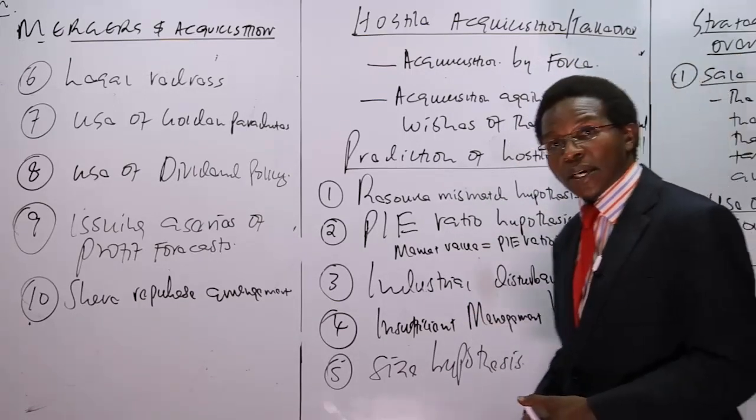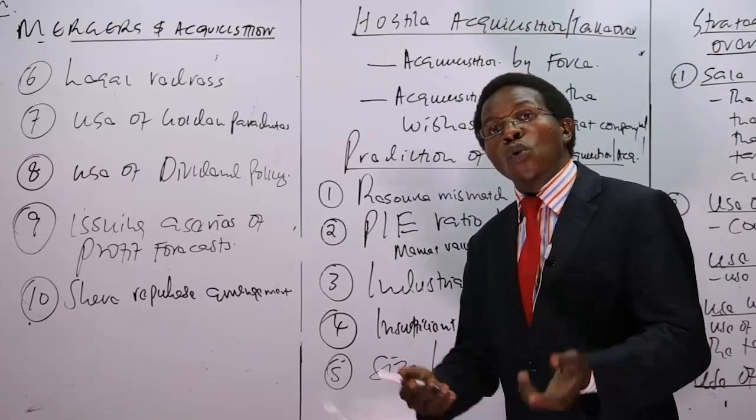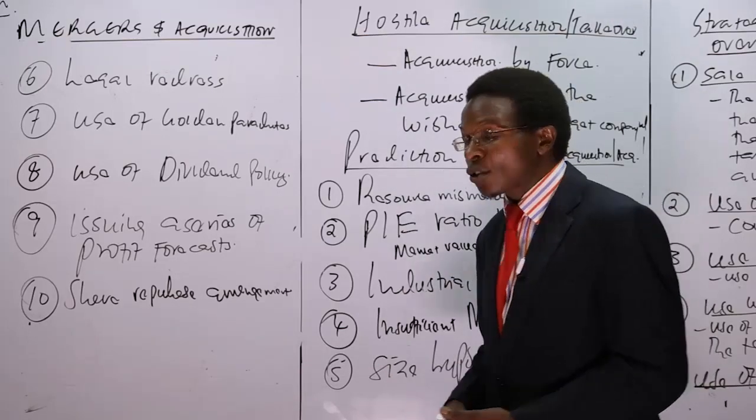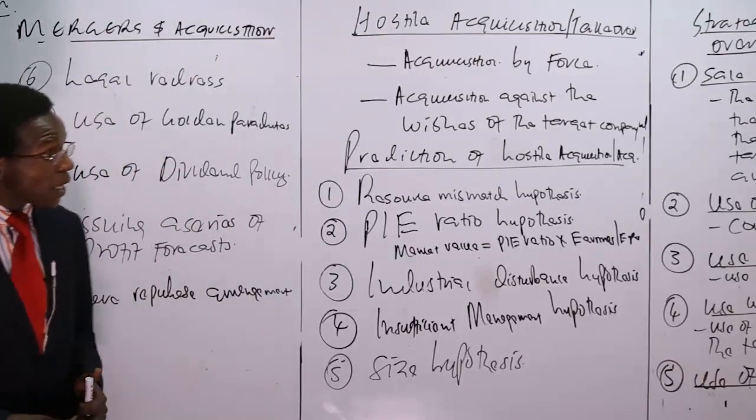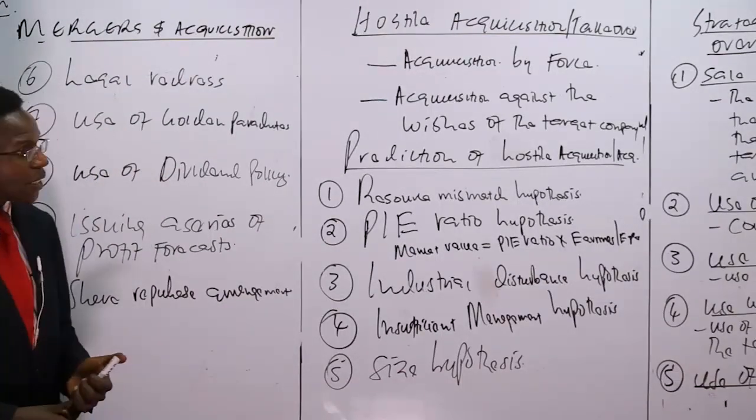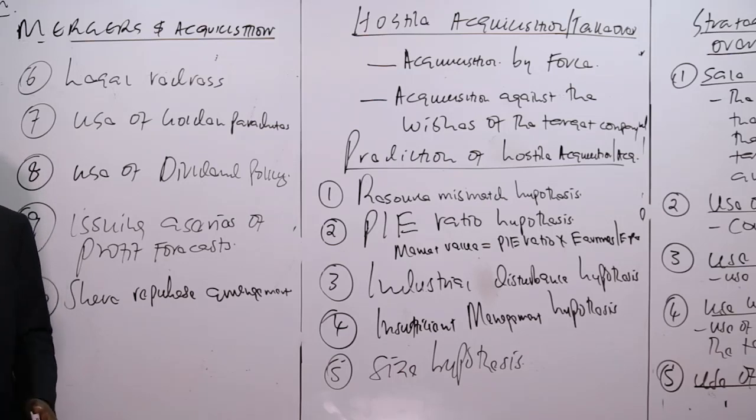Then share repurchase arrangement, where the target company will redeem their shares from the public so that they can easily have the supermajority of making decisions against the hostile takeover.